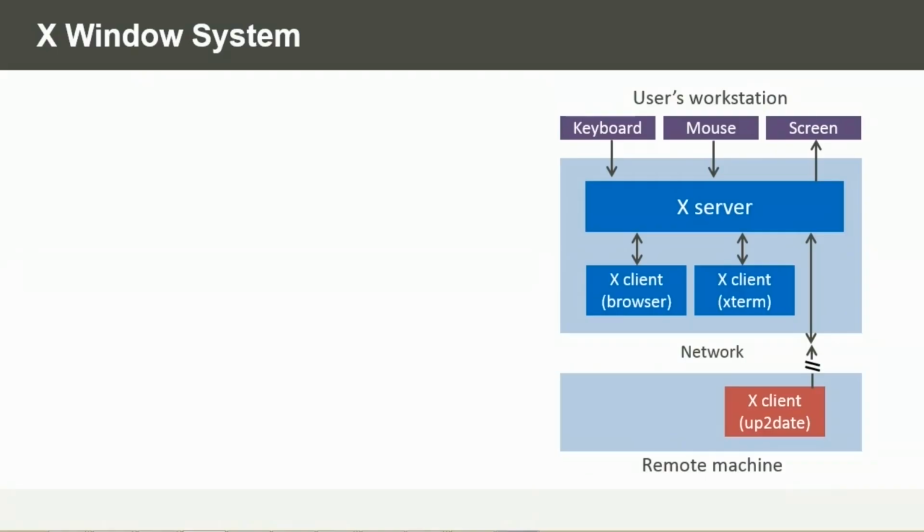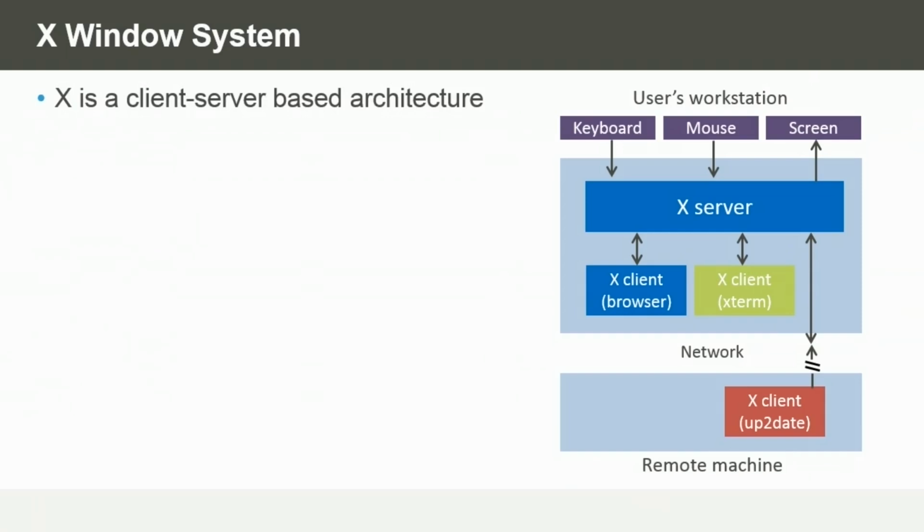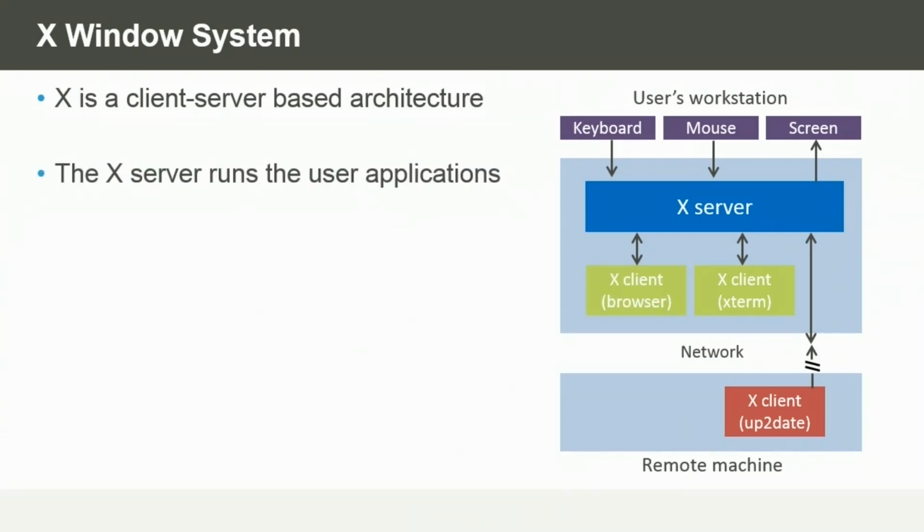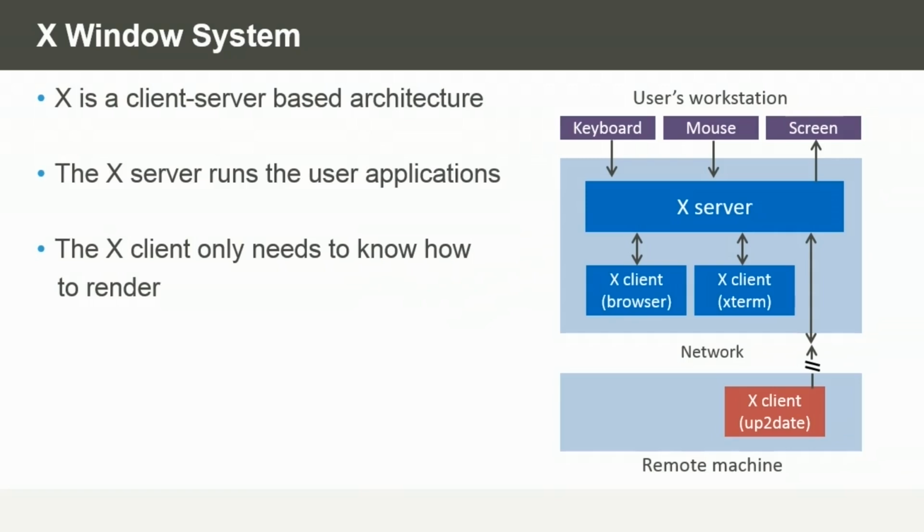In this video, I'll describe the relationship between Xwindows and Gnome. A Linux system can be installed with or without a graphical user interface. The Xwindows system can be added or removed at any time. X is a client-server based architecture. The X server runs user applications, and the X client only needs to know how to render that visually.